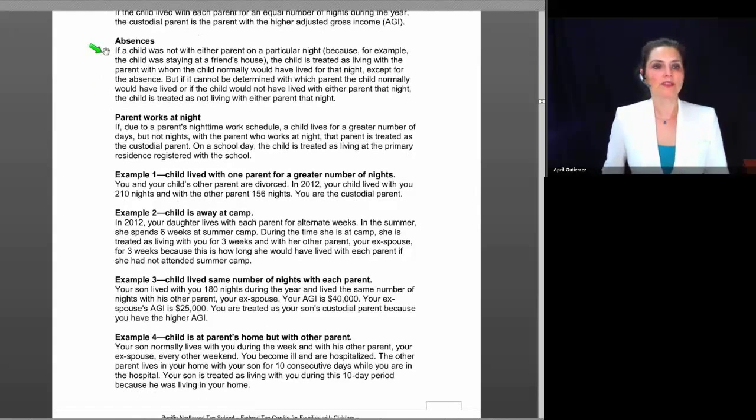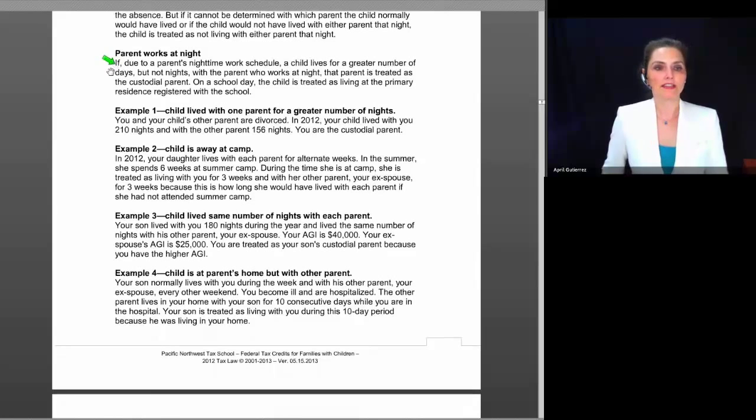Absences. If a child was not with either parent on a particular night, because, for example, the child was staying at a friend's house, the child is treated as living with the parent with whom the child normally would have lived with for that night, except for the fact that they were away. But if it cannot be determined with which parent that child normally would have lived, then the child is not considered to have lived with either parent that night.